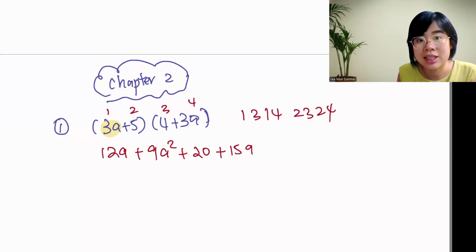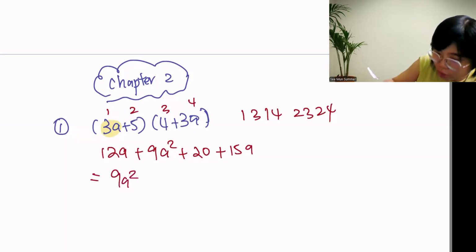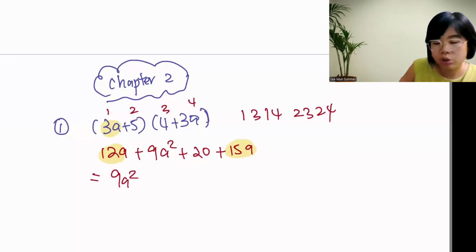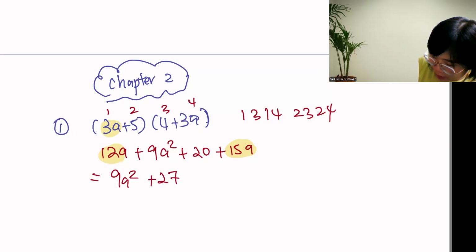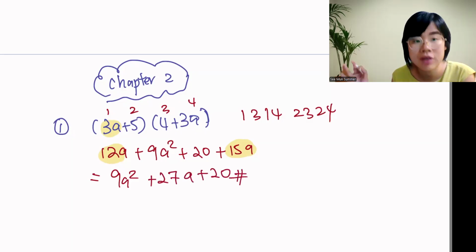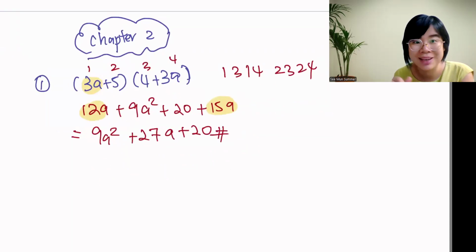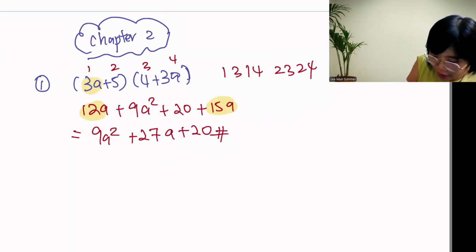And then after this it is not yet finished, you need to tidy a bit. So we arrange nicely 9a squared, and then those terms that are similar, please add them up together, add or minus. So 12 plus 15, the answer will be 27a and then plus 20. So that part, then you finish. So far so good, steady, right? Please give me feedback if you need me to explain some more, okay?